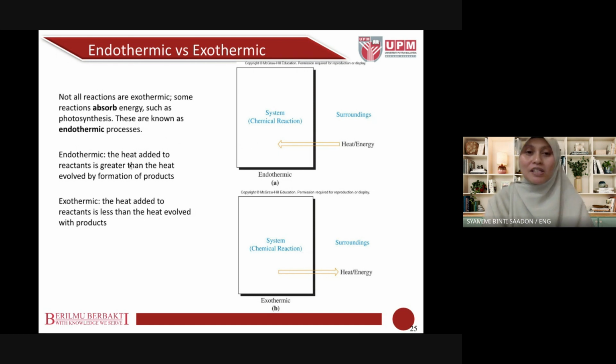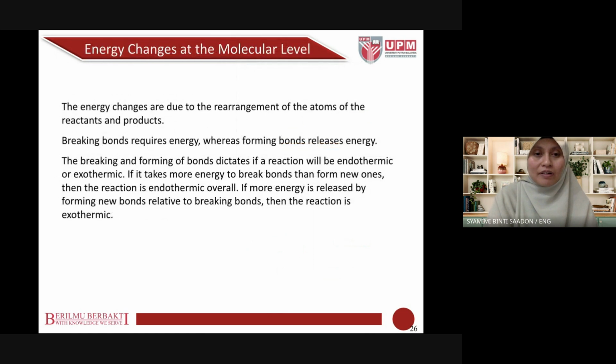So endothermic is when the heat added to the reactants is greater than the heat evolved by formation of products. Okay, so the addition of heat is more significant. And then exothermic, the heat added to reactants is less than the heat evolved with the product. So the energy release is more significant, more important.